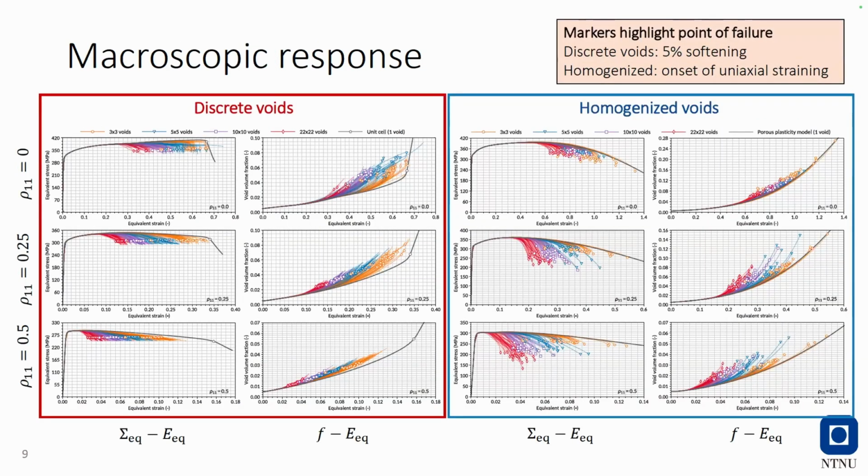Okay, yeah, there's a lot of results because there's a lot of simulations. So I will not go into the details, but of course you can appreciate that there is a lot of scatter in terms of stress strain, porosity against strain, both for discrete voids and for homogenized voids. Okay, that's the main message from these results.